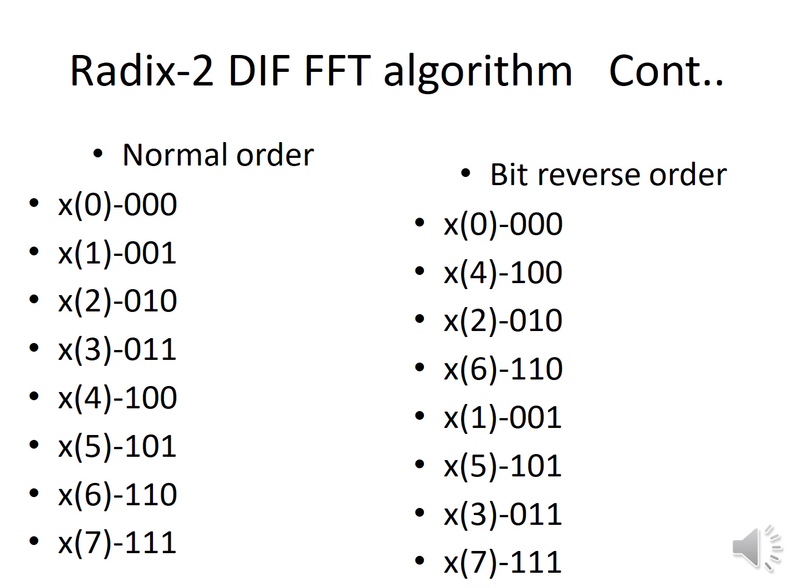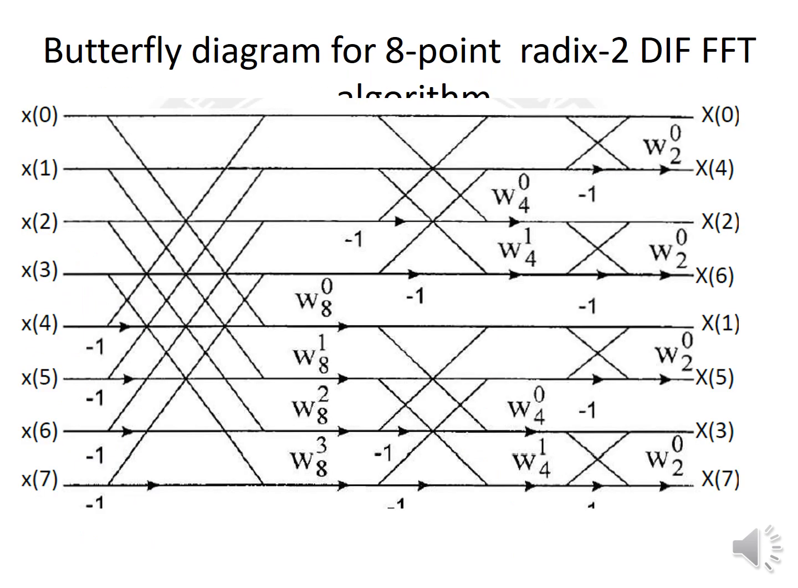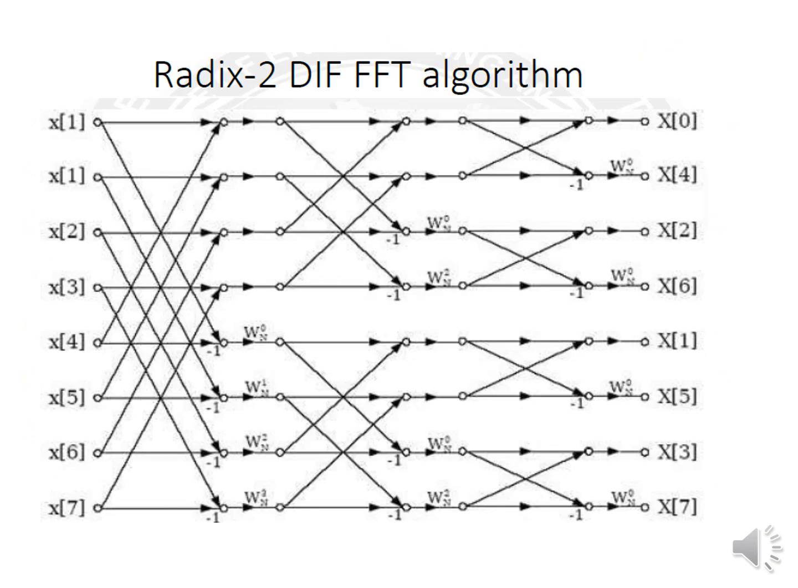Here this is just the reverse of DIT algorithm. In the case of DIT algorithm, the inputs are in the bit reversal order and outputs are in the normal order. But in the case of DIF algorithm, the inputs are in the normal order and the outputs are in the bit reversal order. Here this is the butterfly diagram for 8 point radix 2 DIF FFT algorithm. Here first is the 8 point computation, next 4 point computation, and last one is 2 point DFTs. Here this is a general diagram for this DIF FFT algorithm, and this is the general structure, which is marked by using the twiddle factor operation.